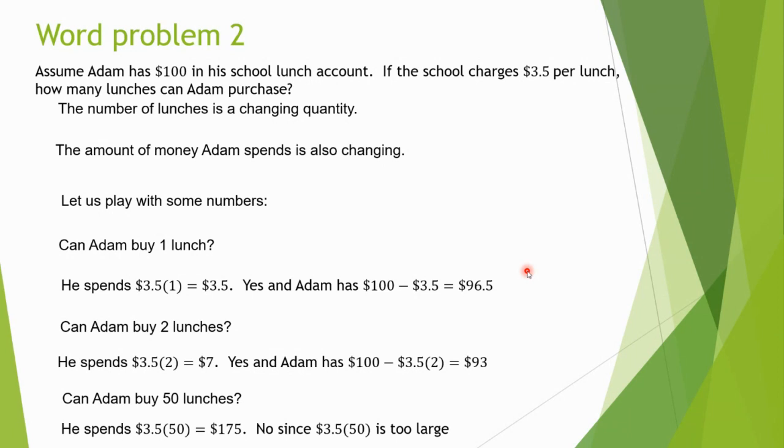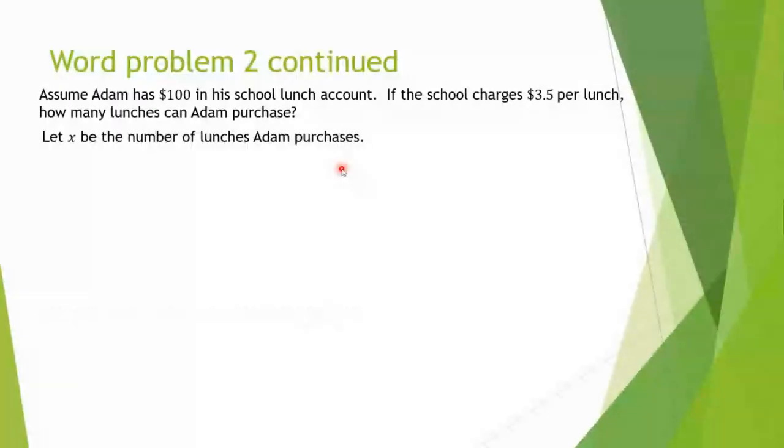Okay. Well, we have our variables, the number of lunches and the amount of money. What I'm going to do is this: let X be how many lunches he buys. That's what we want to know. And it depends on the other variable, how much money he's spending. That's what we did with the number crunching: how many lunches he buys, how much money he's spending.